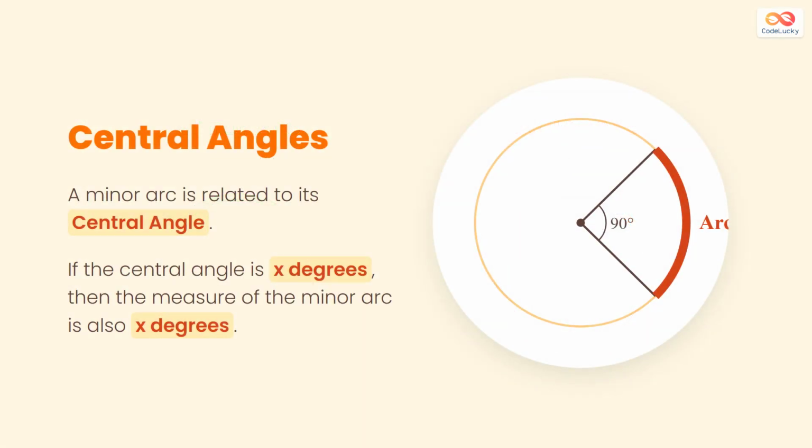There is a direct relationship between a minor arc and its central angle. If the central angle measures x degrees, then the measure of the minor arc is also x degrees. For example, if the angle at the center is 90 degrees, the minor arc is 90 degrees.